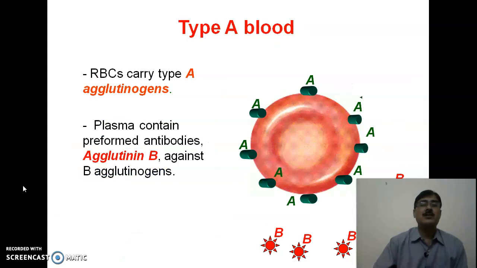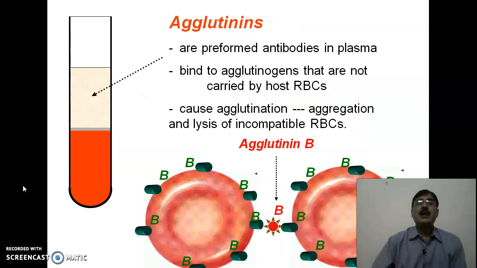Now let us discuss each blood group in detail. First, type A, which we have already studied, carries the agglutinogen A and agglutinin B. It means antigen A and antibody B. The agglutinins are preformed antibodies present in the blood plasma, and they bind to agglutinogens that are not carried by the host RBC. So they cause agglutination, or the clumping or aggregation, and lysis of incompatible RBCs.